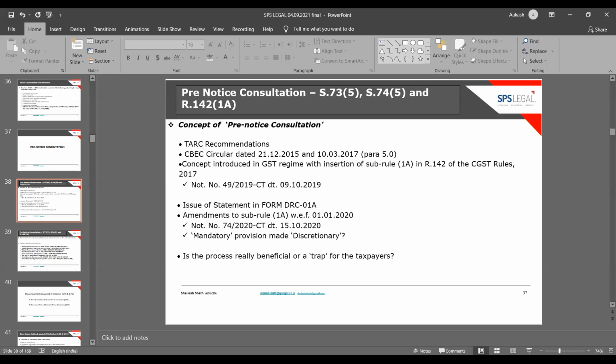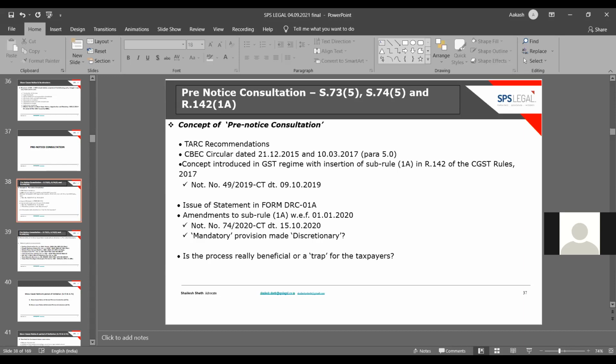And therefore, what the TARC committee had proposed and recommended, whatever may be the noble objective, at the grassroots level, at the implementation level, turns out to be more often than not a trap for the SSE, because the SSE has already exposed his defense at the pre-notice consultation stage to the department. Now, the department, being fully aware of the line of defense of the SSE, knows how to take forward the further proceedings in this regard.